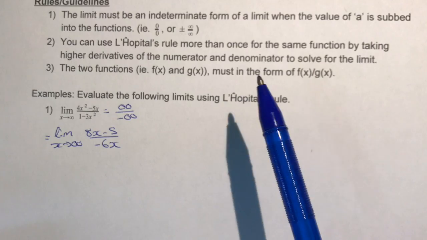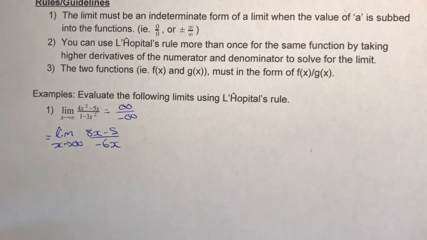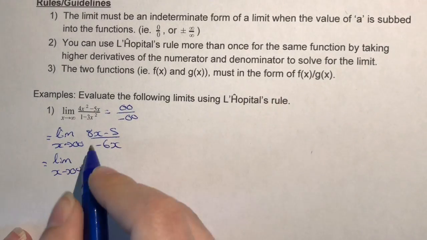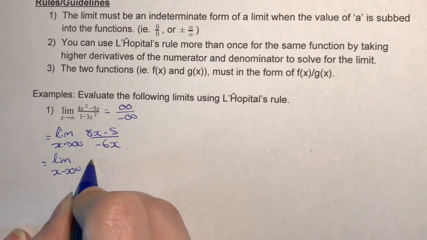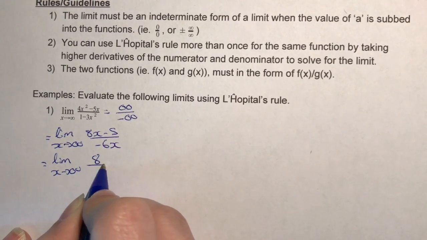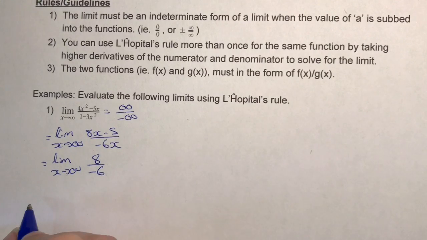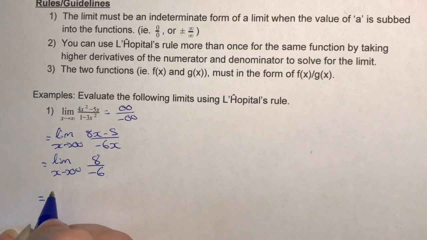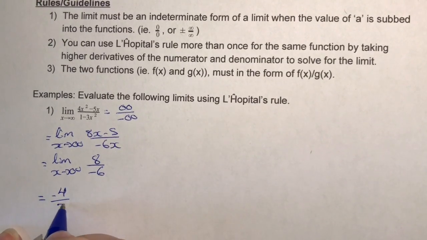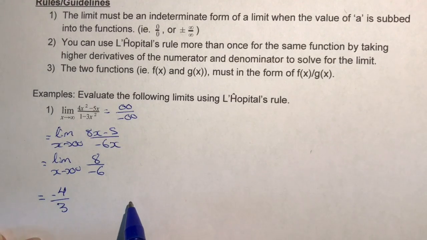We can use the L'Hopital rule more than once by taking higher derivatives. So take the derivative of the top function, which is going to be 8 over negative 6, and then once that's simplified, it's going to equal negative 4/3. And then have an appropriate therefore statement.